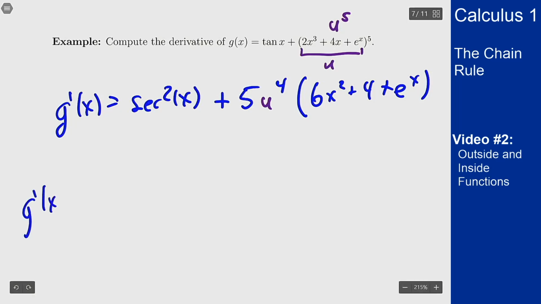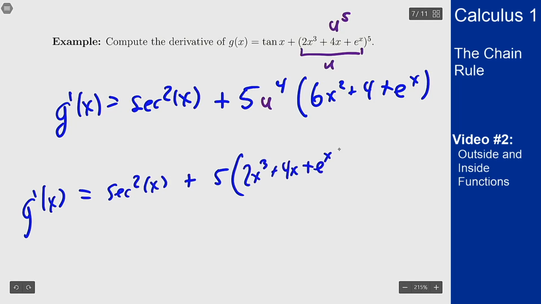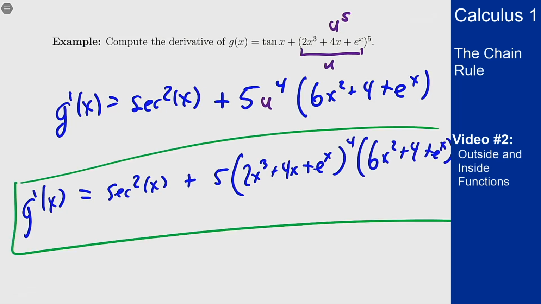So g prime of x is going to be secant squared of x plus 5 times 2x cubed plus 4x plus e to the x, all to the fourth, times 6x squared plus 4 plus e to the x. That's the idea how looking at outside and inside functions or the outside-inside rule can help it be simpler to find the derivative of functions that are compositions using the chain rule.